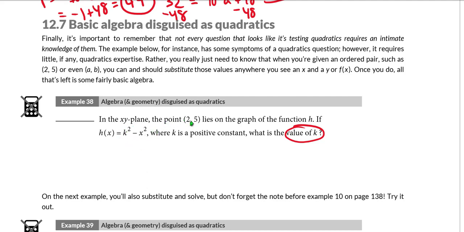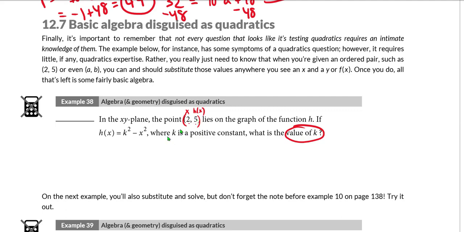But you have to remember that when you see a point given, an x and y coordinate, you know that the 2 is an x value and the 5 is a y value, although a y value here is h of x. So that 2 is an x value, that 5 is an h of x value, which means, folks, this is not a quadratics question at all. This is a substitution question.